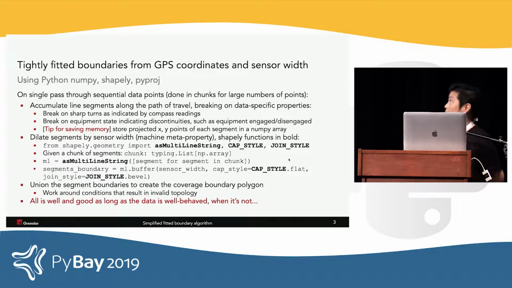Now this page gives you the core of the algorithm that I actually implemented to do the fitted boundary around the harvest path. And I used Python for it using NumPy, Shapely, and PyProj. And in summary, this algorithm that generates this boundary essentially just takes the sensor's GPS coordinates, collects them into arrays of segments that are then dilated by the width that each sensor covers. This results in polygon strips that are unioned into the coverage polygons.